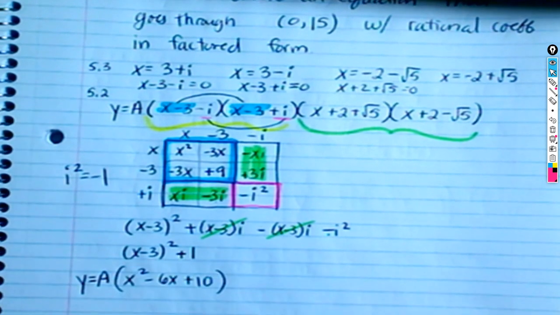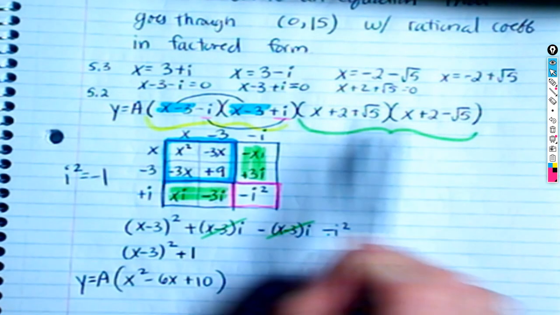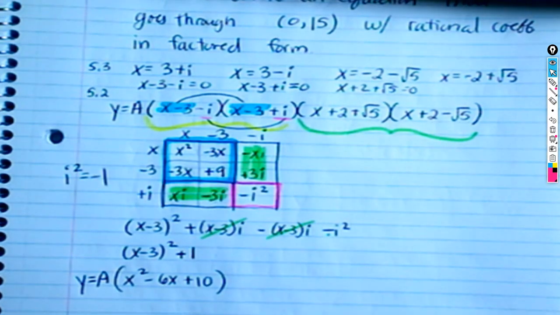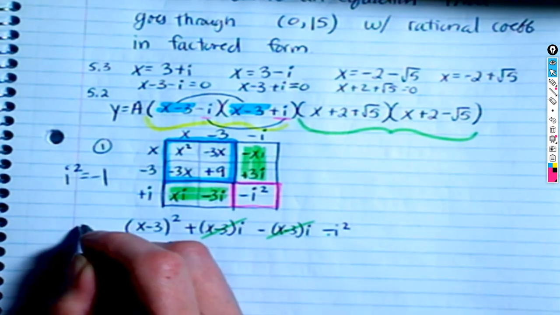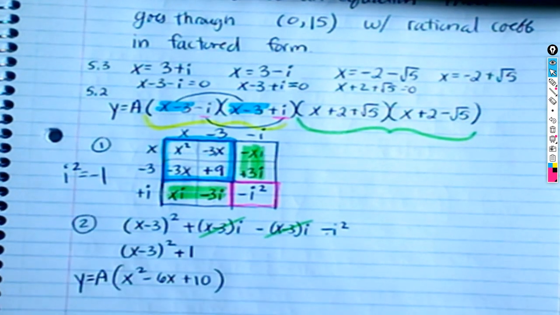Remember that the goal here is to focus on how to multiply these conjugate roots quickly and efficiently. So I gave you the box method. I gave you the FOIL method.